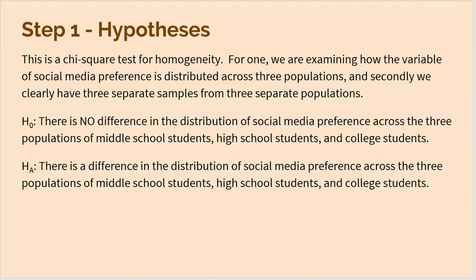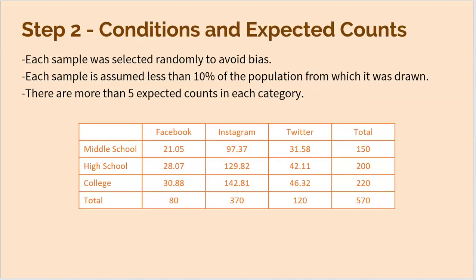And the alternative is that there is a difference in the distribution of social media preference across the 3 populations of middle school, high school, and college students. So notice how similar these 2 sentences are. The only difference is that the null says there is no difference, where the alternative says there is. And again, remember, we're always looking for evidence of a difference. That's the alternative. Now, step 2 is, of course, checking those conditions and finding the expected values.